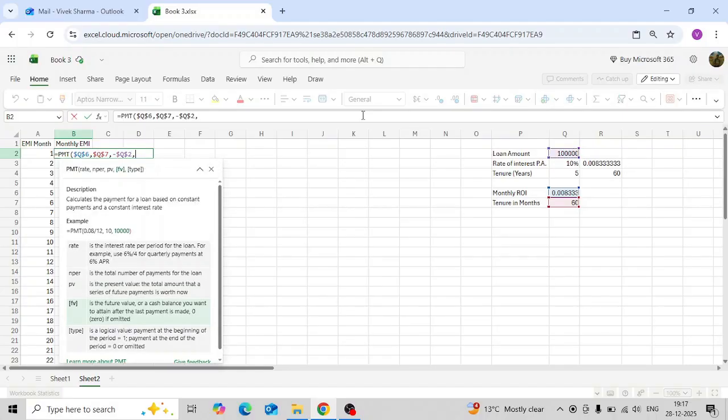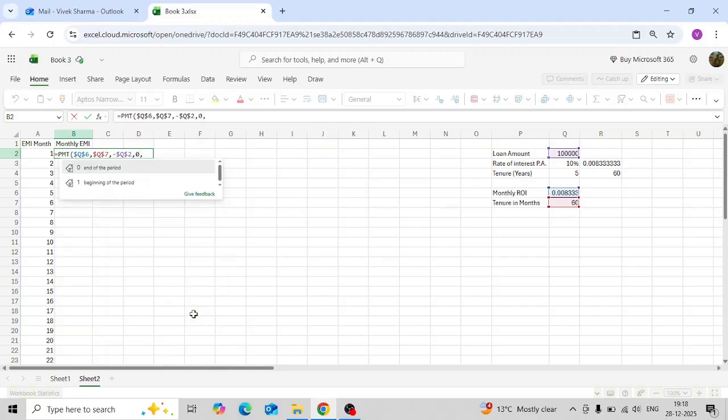Now the next is the future value. What exactly is it? If you see the explanation over here, it says it is the future value cash balance you want to attain after the last payment is made. Generally, when you take a loan, we want that when we make our last monthly EMI, the total principal should be zero at the end of the last payment, obviously, right? So it would be nothing but zero.